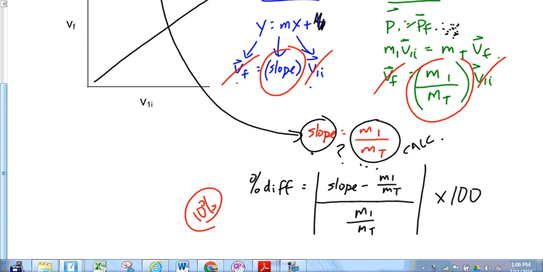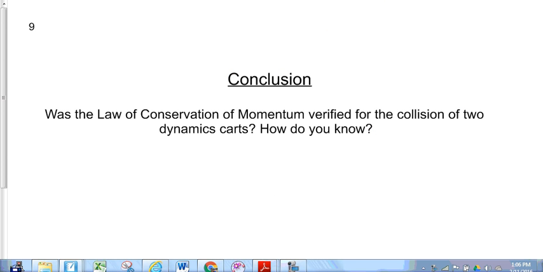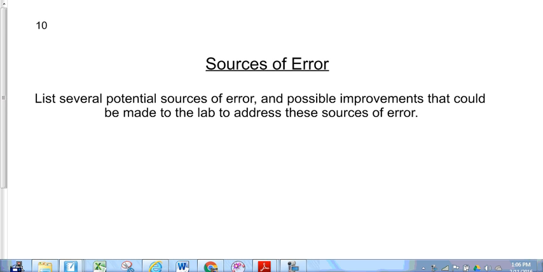If it's not valid, then there's got to be some sources of error that tell us why it wasn't verified. But if it's greater than 10%, I still want you to say that it's not conserved. You need a conclusion. Was it verified? Yes or no? How do you know? How do you know relates to what we just did. You don't have to provide the details of what we just did in your conclusion, but briefly explain the mathematical analysis that you did to determine whether it's valid or not. And then finally, of course, you need sources of error. Maybe 3 good sources of error and then suggestions for improvement.